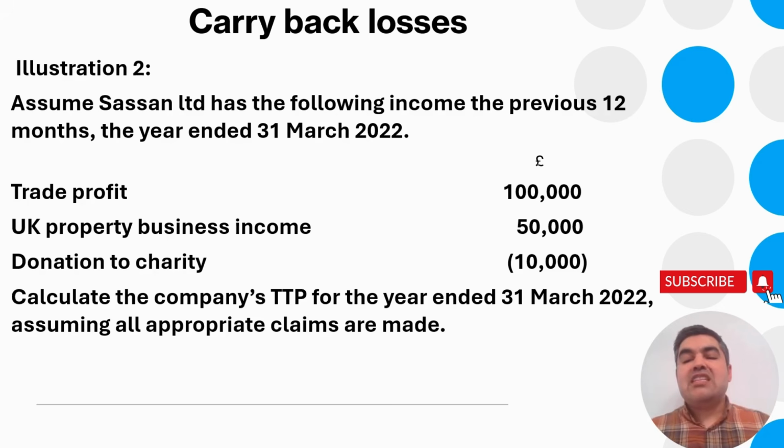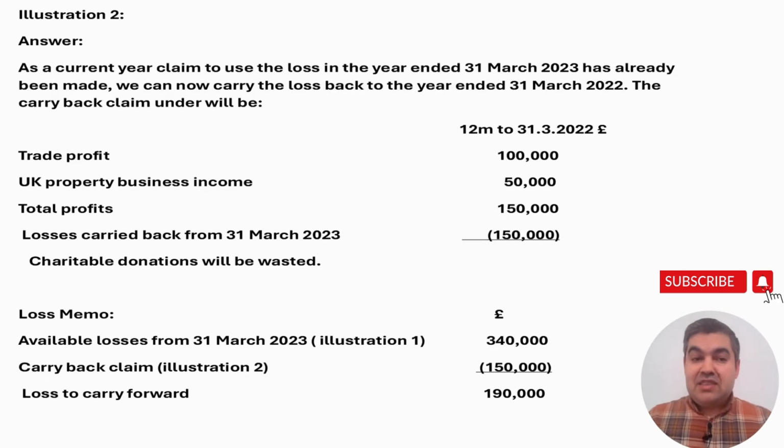Claims made means that you made a claim to carry the losses backward to be set against the previous 12 months. Now, continuing with Sasan Limited, Sasan Limited has a trading loss of 700,000, a part of which has been used in the same accounting period against property income and capital gain. Now the company intends to carry back the part left of the trading loss to be set against the previous 12 months. So this is the example.